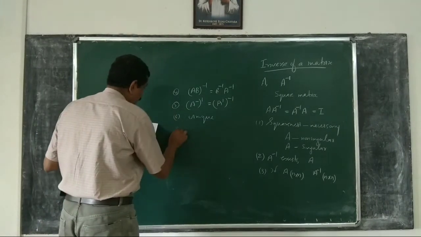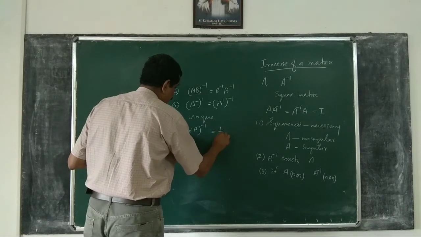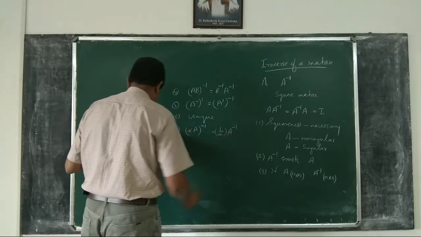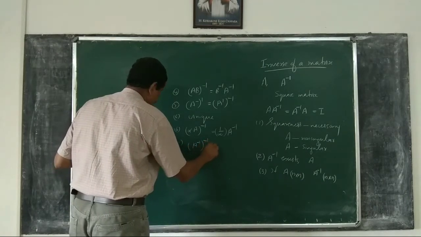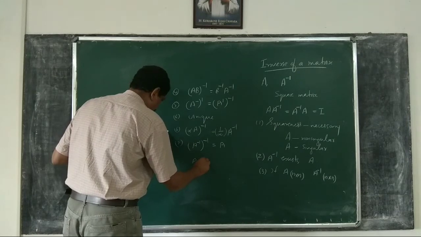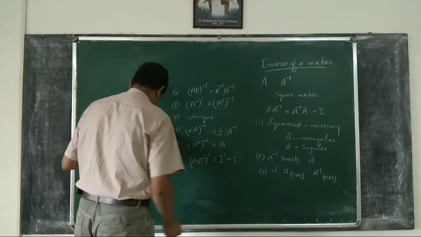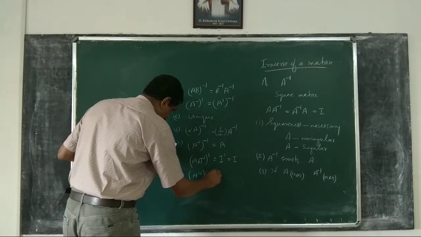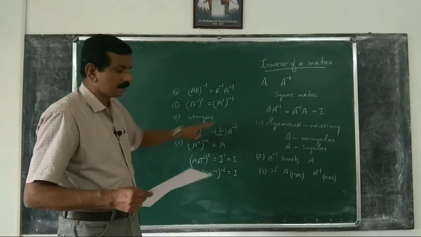Then the inverse of alpha A, where alpha is a constant, is equal to 1 by alpha into A inverse. Then the inverse of A inverse is equal to A. Then the inverse of A transpose, transposed, is equal to I transpose, which is equal to I. Then the inverse of I is equal to I.